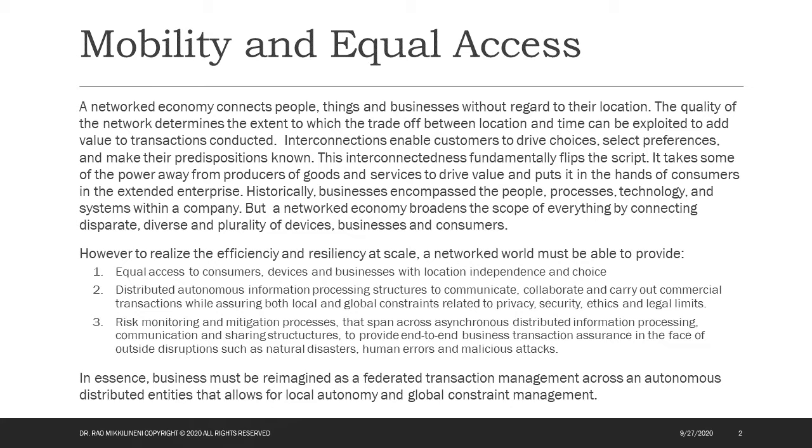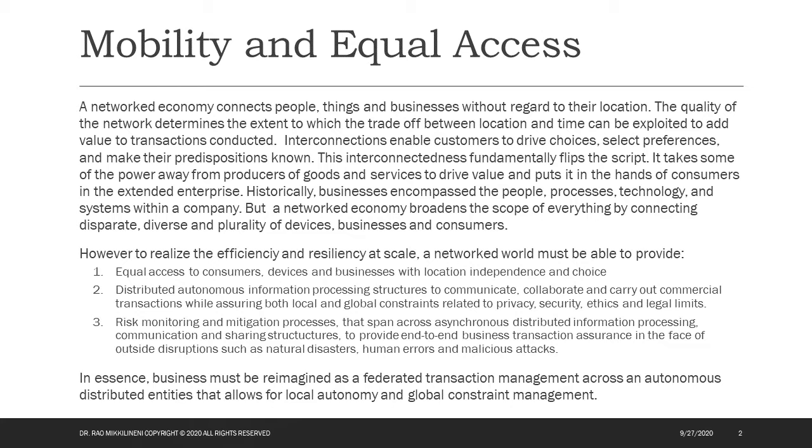It takes some of the power away from producers of goods and services to drive value and puts it in the hands of consumers in the extended enterprise. Historically, businesses encompass the people, processes, technology, and systems within a company. But a networked economy broadens the scope of everything by connecting disparate, diverse, and plural devices, businesses and consumers.